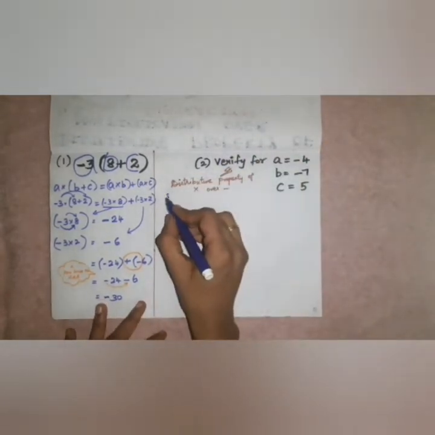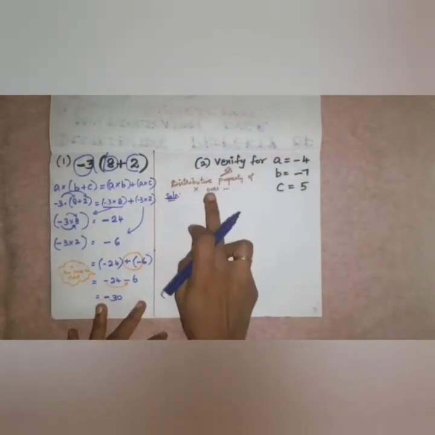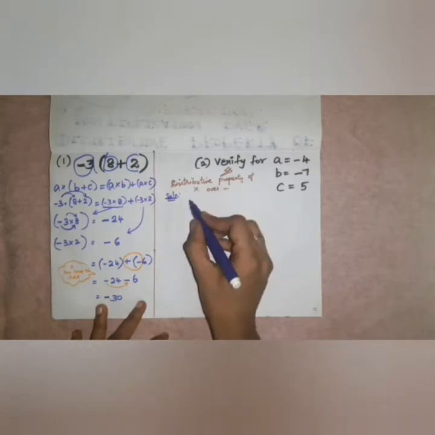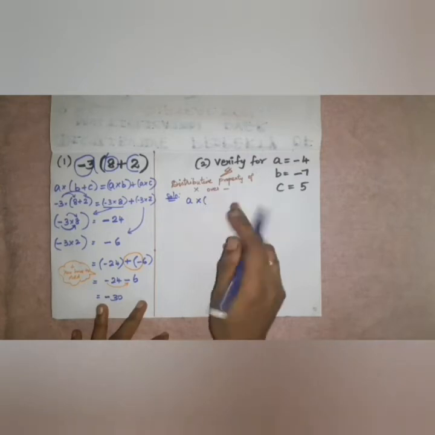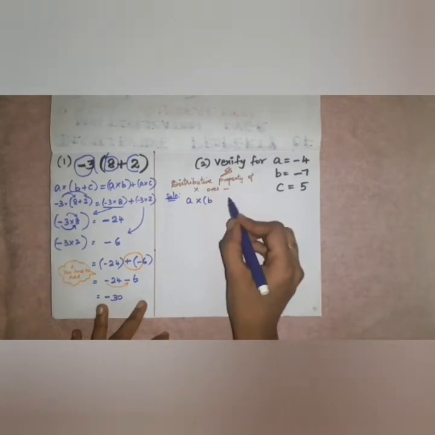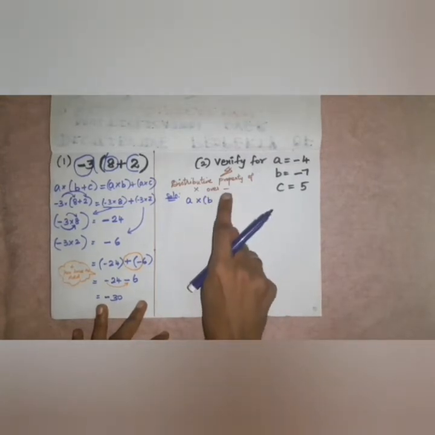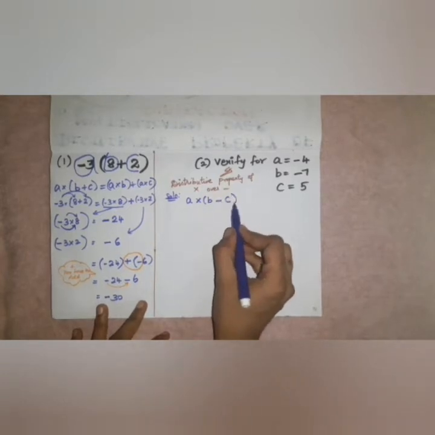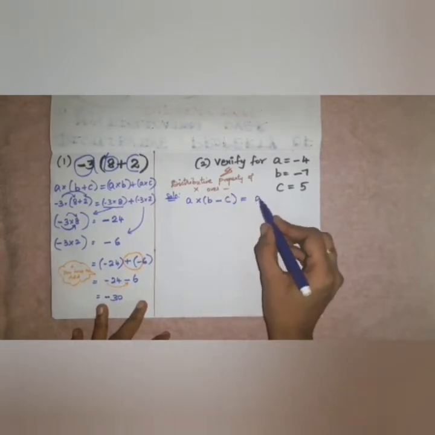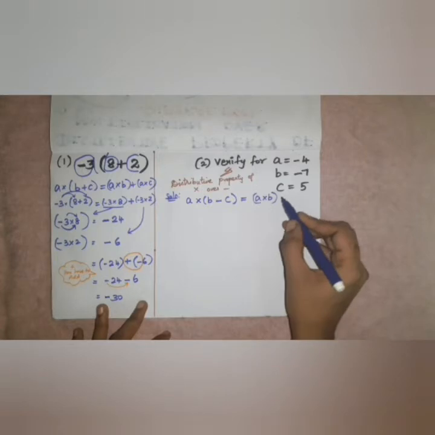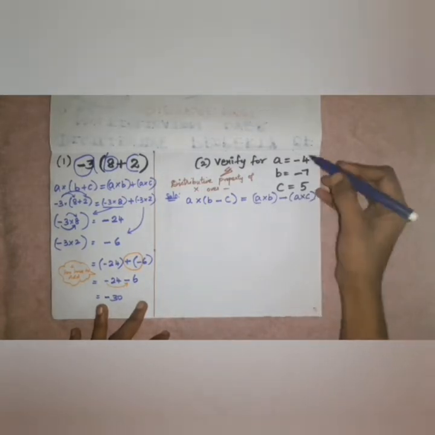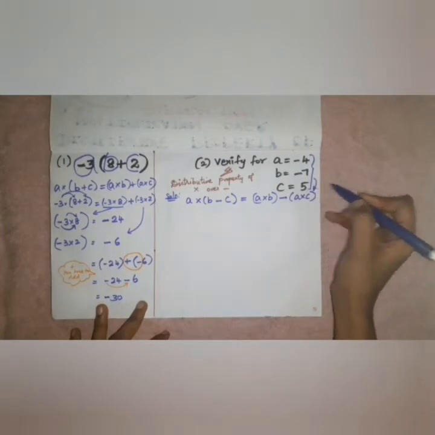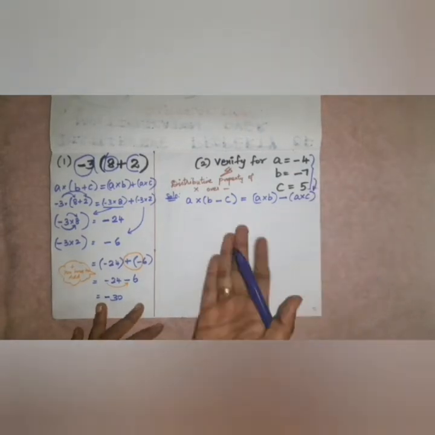Like under subtraction, we will see. I take A, B, C to be integers again. The distributive property of multiplication over subtraction: A into B minus C. In between B and C, what would come? Subtraction means minus, which is equal to A into B, minus, A into C.